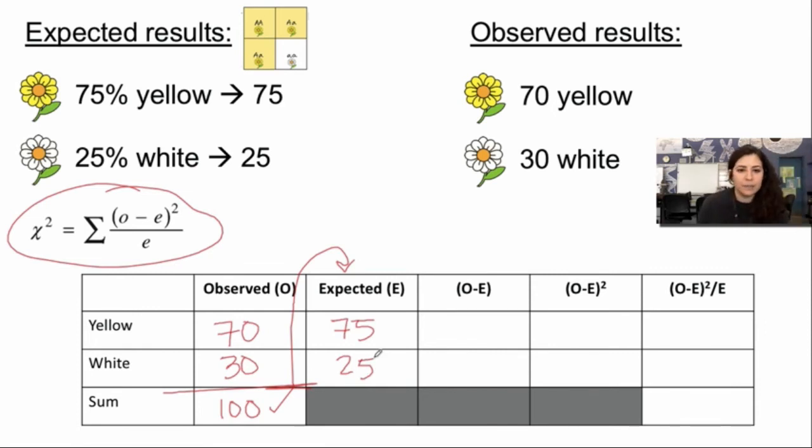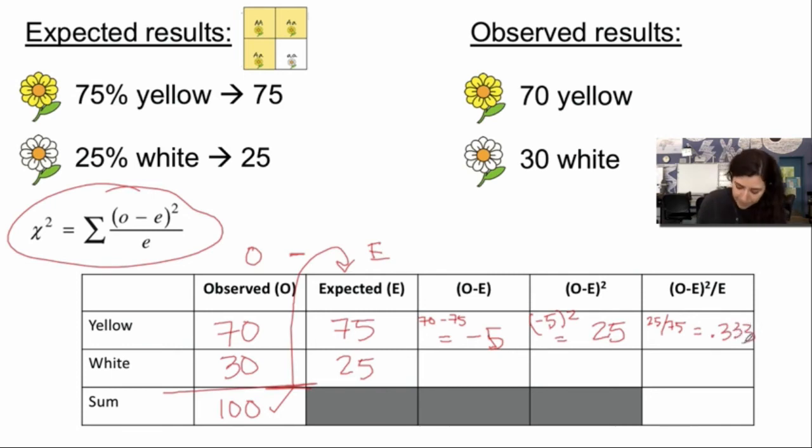Okay, and then in the next column we're going to do observed minus expected, so O minus E. So this will be 70 minus 75, which will be negative 5. And then in the column after that we're going to do O minus E squared, so this will be negative 5 squared, which is 25. And then in the last column we'll do O minus E squared divided by E, so the previous column, 25, divided by E, which was 75, so we get 0.333.